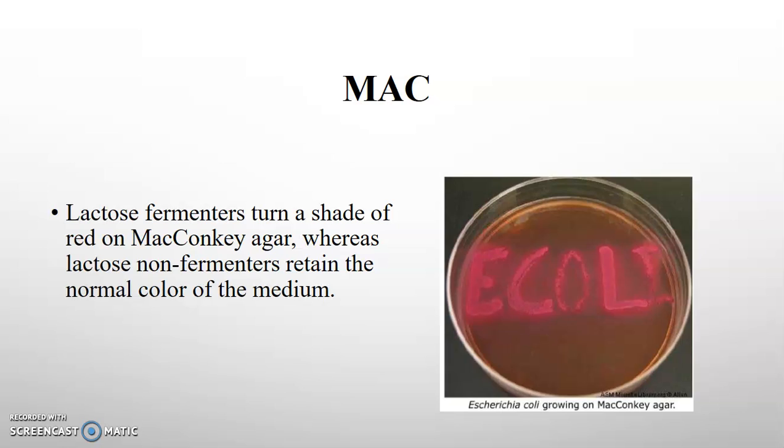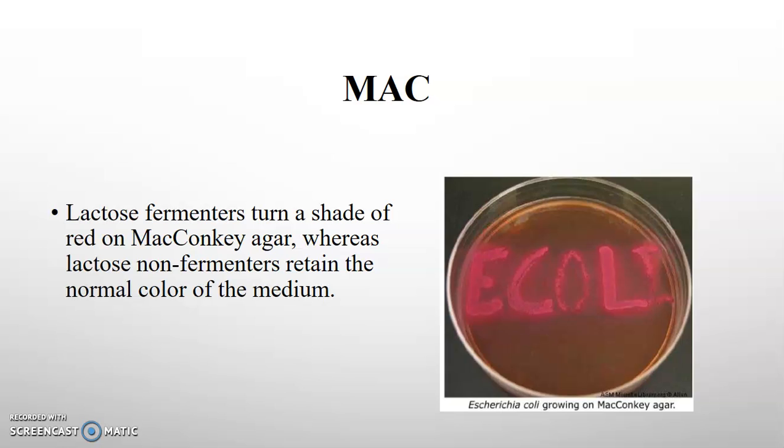So what happens is when you put the E. coli bacterium in here, it's going to ferment the lactose, which is going to cause acids to be released, which is going to cause the pH of the plate to go down, which is going to cause that pH indicator to turn bright pink. And that's why we're seeing bright pink growth for E. coli here.